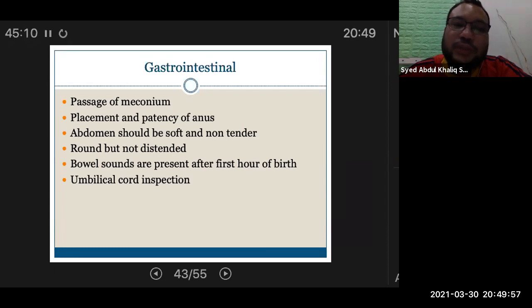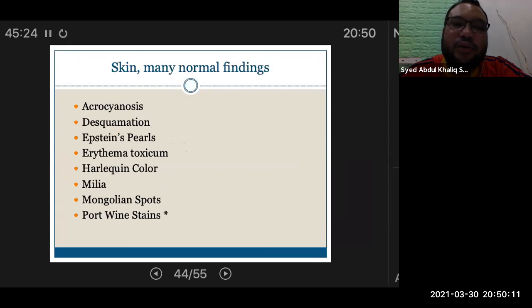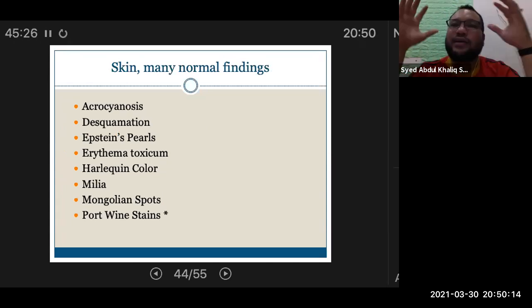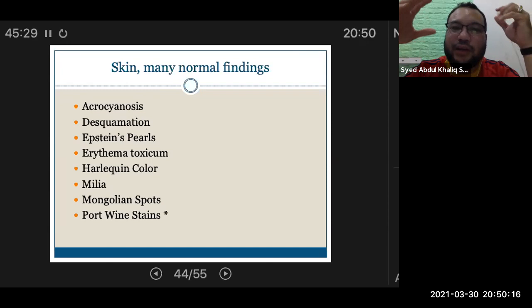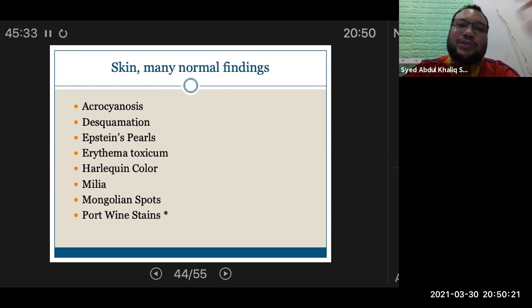So the abdomen should be soft, non-tender, the shape should be scaphoid, and the bowel sounds are present. Umbilical cord, you need to make sure the umbilical cord is normal, should be 2 arteries and 1 vein. And then the skin, you look for whether there's any acrocyanosis, where there's cyanosis of the peripheries, any lots of discoloration, epstein pearls, erythema toxicum, which is normal, even though the name is toxicum. It's harlequin color, milia, Mongolian spot, port wine stains, and so on and so forth. Look for all these abnormal findings.